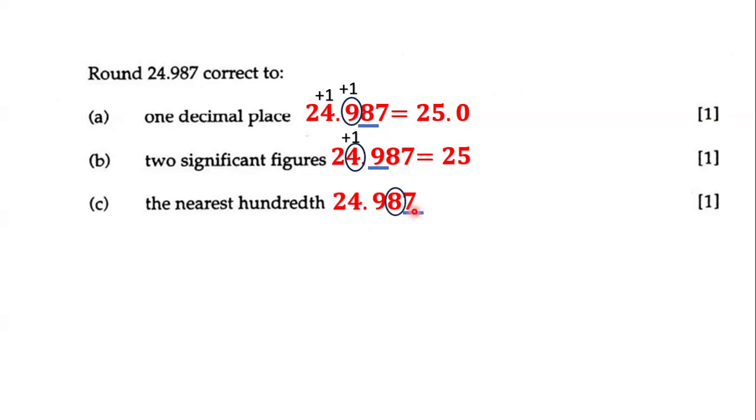Now, since 7 is greater than 5, we add 1 to 8, so we round up. So this is going to be 8 plus 1. And so we have 24.99, because 8 plus 1 is 9. And so this is going to be 24.99. And that's the answer to this question, 24.99.